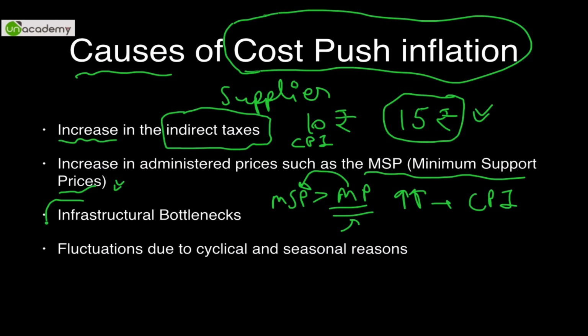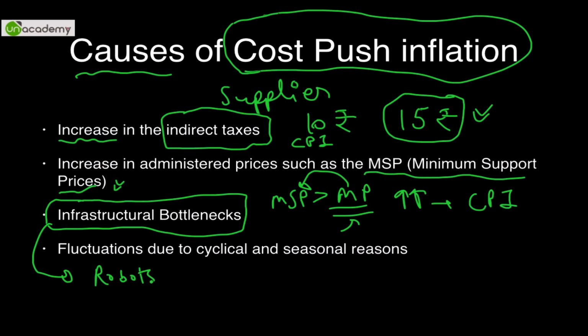Then the most common cause in developing countries like India is infrastructural bottleneck. The supplier, because of redundant technology, because we do not have robots, we do not have machines, has to employ human beings, so scale cannot be achieved. Sometimes there is not enough electricity, not enough technology, no fuel, no petrol, so there are a lot of problems for the supplier, and the cost will eventually increase because the scale is not achievable.